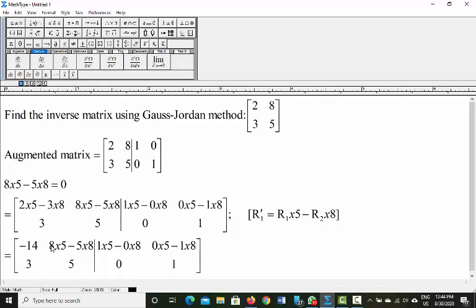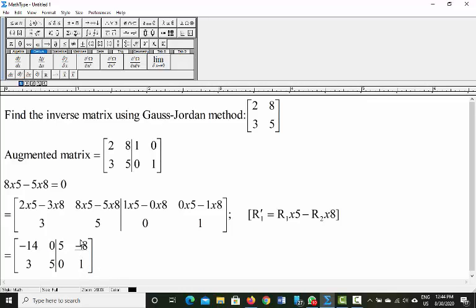Here again, 5 multiplied by 8, 40, minus 5 multiplied by 40. So this is 0. We have already converted this one to 0. So here, 0 multiplied by 8 is 0. That means 5 multiplied by 1 is 5, so 0 multiplied by 5 is 0, minus 8 multiplied by 1 is 8. So here we will get minus 8.